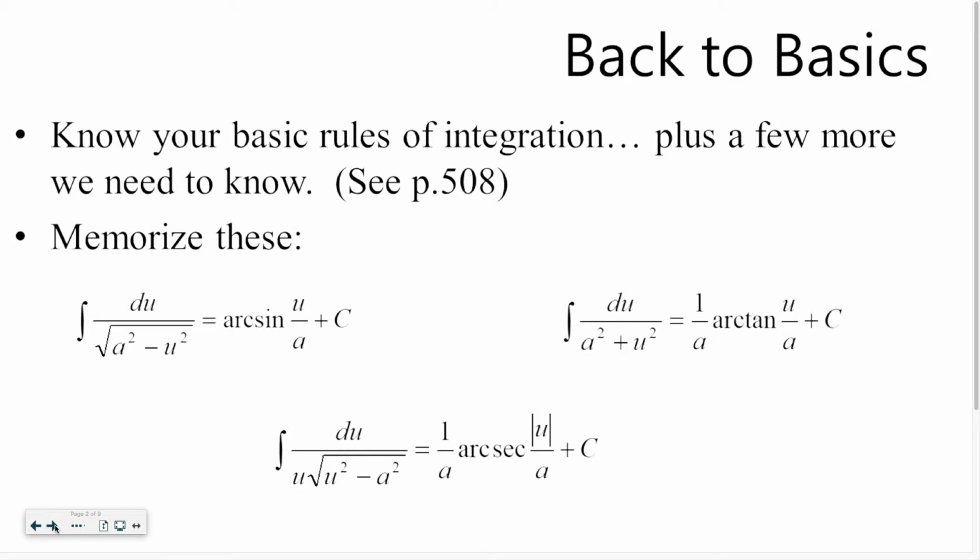So if you have the integral of 1 over the square root of a squared minus u squared, this would be your antiderivative. 1 over a squared plus u squared, that would be your arctangent. Those two are going to be the most popular. I'm going to put arcsecant up there just for the heck of it. But you need to recognize arcsine and you need to recognize arctangent. I will make a big deal of that.